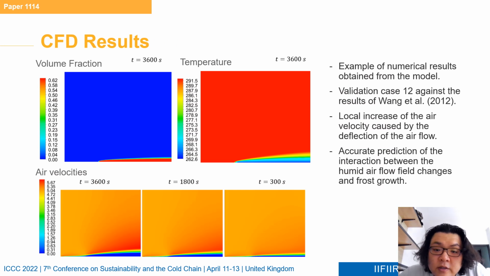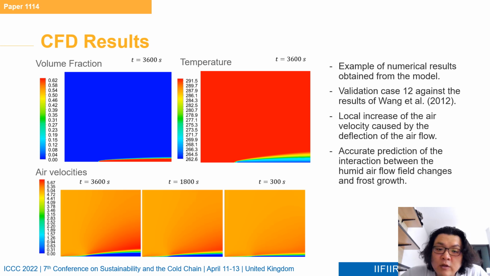For this slide, typical numerical results obtained from the current model are presented. This typical example is validation case number 12 against the results of Wang et al. The volume fraction distribution and temperature distribution at time equal to 3600 seconds are presented, as well as the air velocity distribution at times equal to 300 seconds, 1800 seconds, and 3600 seconds.